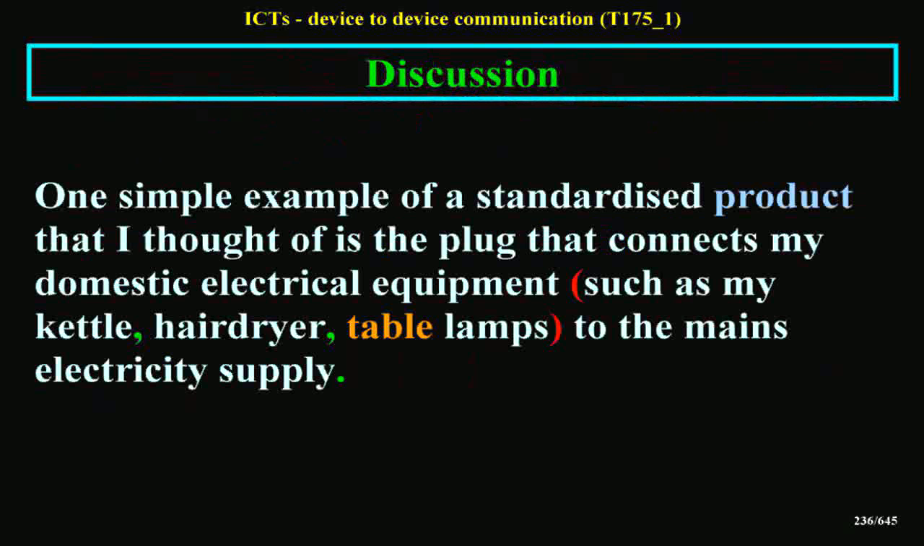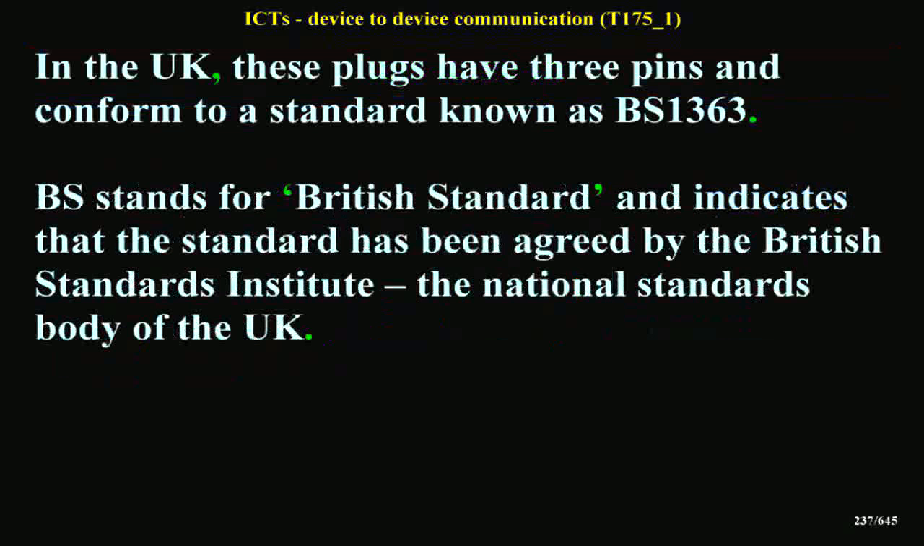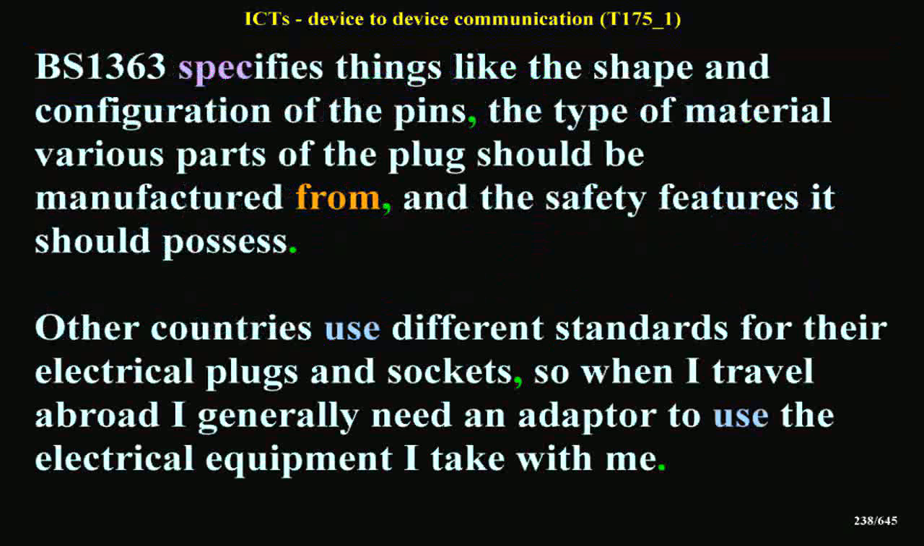Discussion. One simple example of a standardized product that I thought of is the plug that connects my domestic electrical equipment such as my kettle, hairdryer, table lamps to the mains electricity supply. In the UK, these plugs have 3 pins and conform to a standard known as BS 1363. BS stands for British Standard and indicates that the standard has been agreed by the British Standards Institute, the national standards body of the UK. BS 1363 specifies things like the shape and configuration of the pins, the type of material various parts of the plug should be manufactured from, and the safety features it should possess.